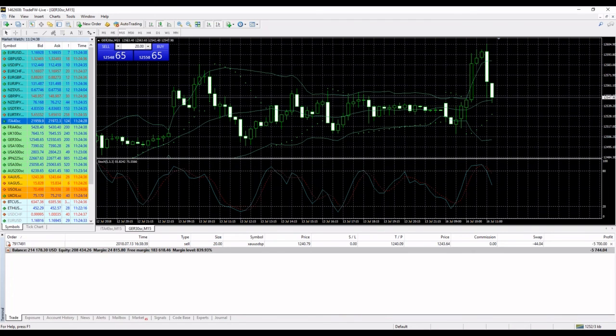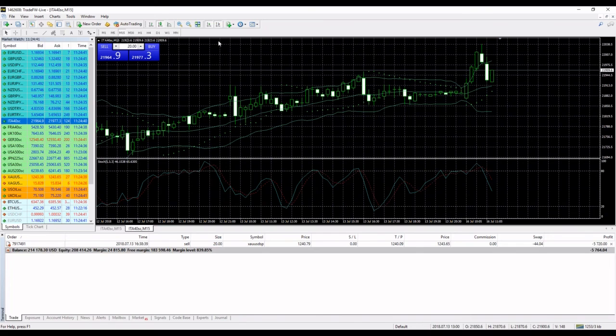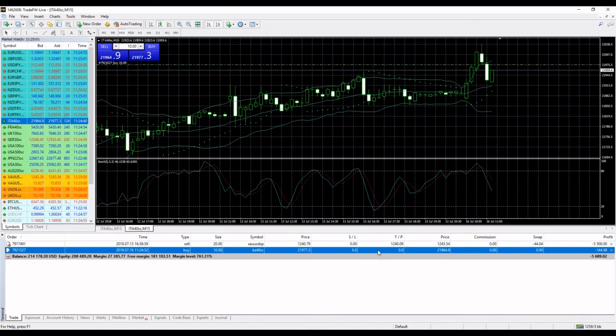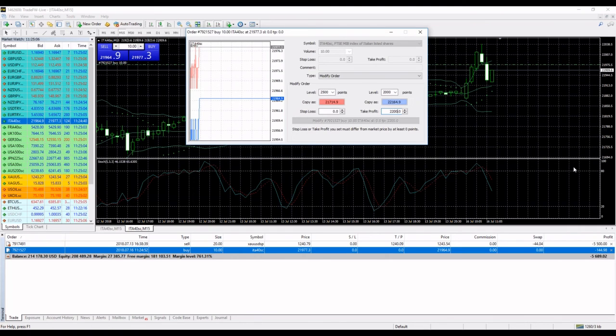I'm looking to Italy 40. If, guys, I'm going again long on Italy 40, but with a lower exposure. Buy, there we go. I just bought and I'm expecting Italy 40 to go above 22,000. So my Italy 40 is at 22,007 and my stop loss is at 21,882.